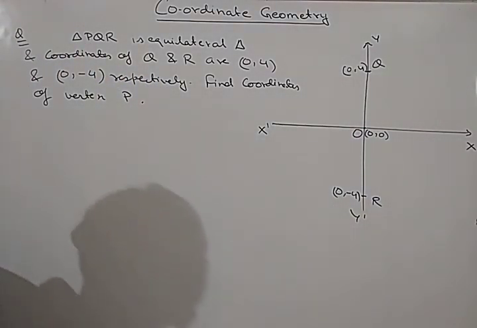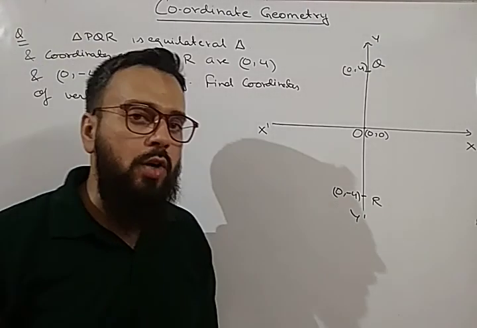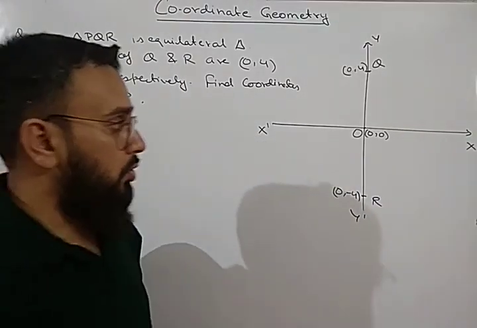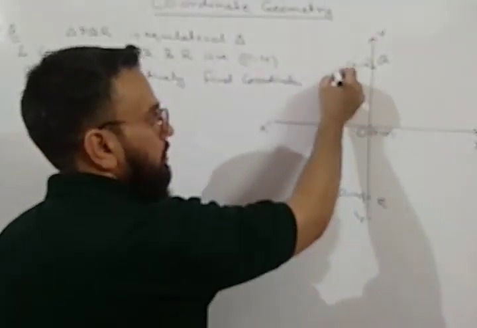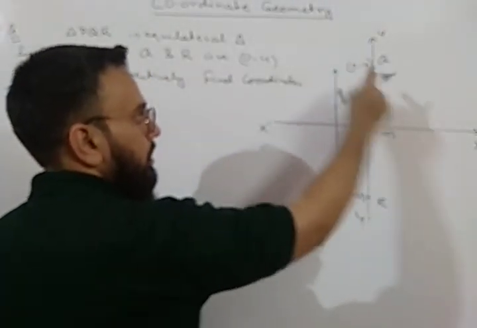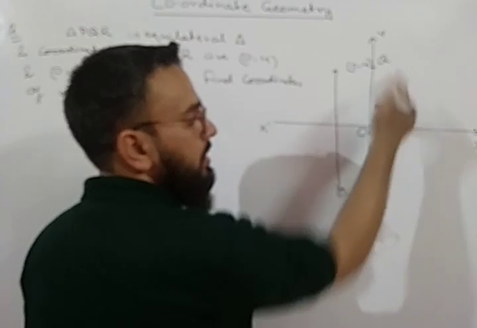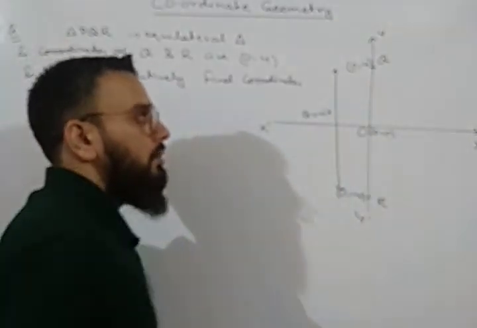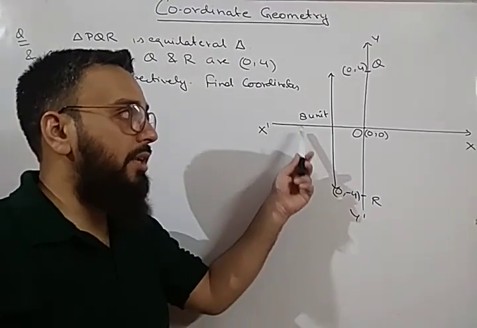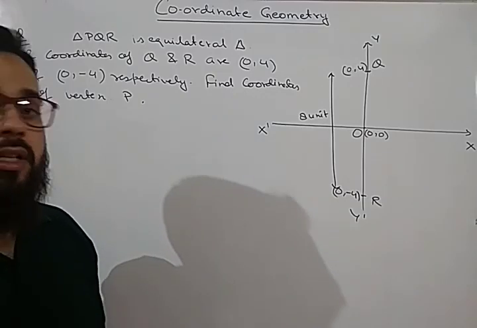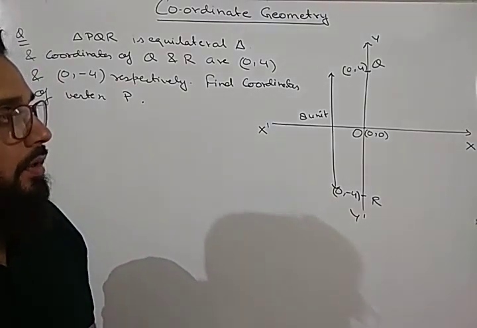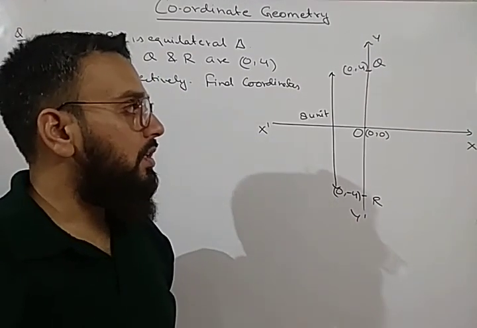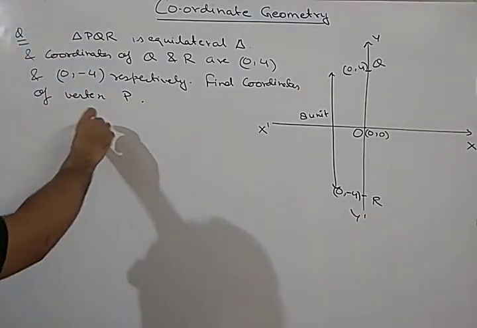Now we have to draw a triangle which is an equilateral triangle, and we know the property of an equilateral triangle, that the sides of equilateral triangles are equal. All the sides are equal. So what is the length of this side QR? 4 unit above the x-axis and 4 unit below the x-axis. That means the total length is 8 unit. Okay, the side QR is of length 8 unit. It means all the 3 sides will be of the same length. Now where will the point P lie? So we have to find the coordinates of vertex P.